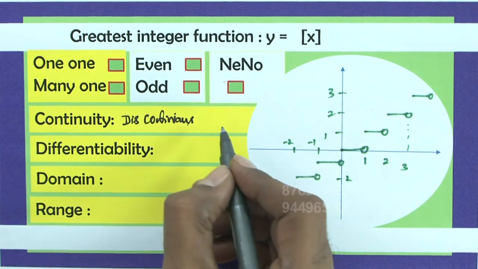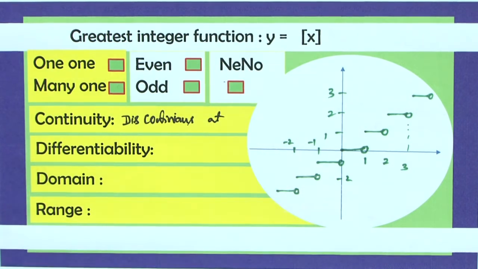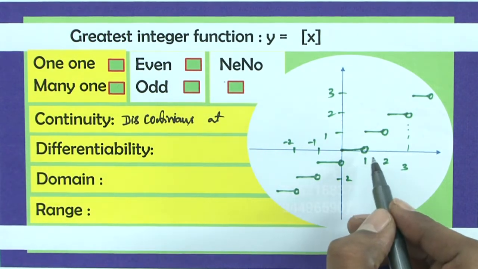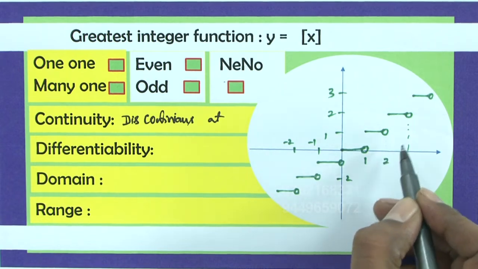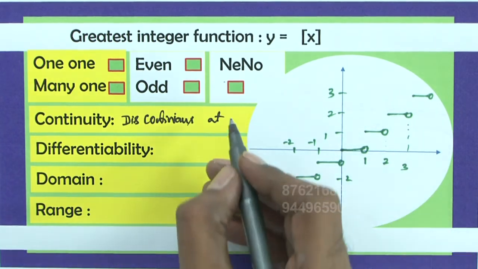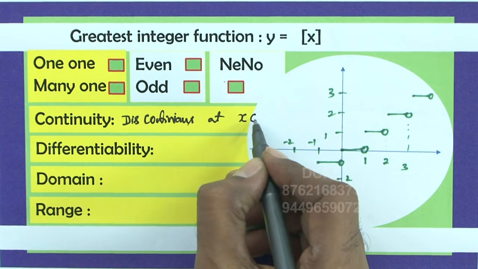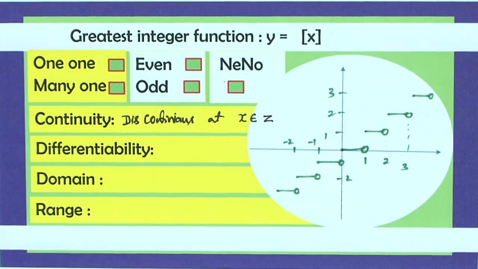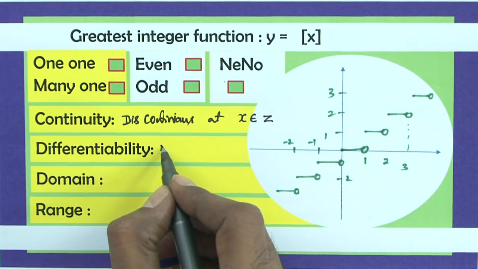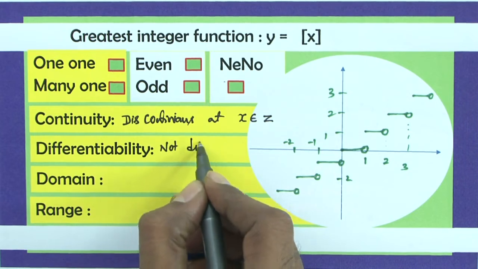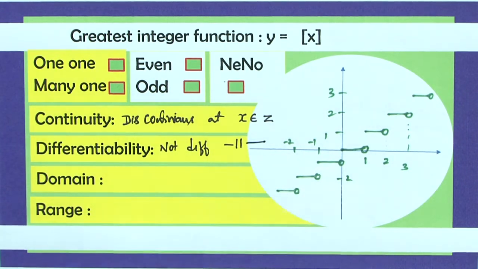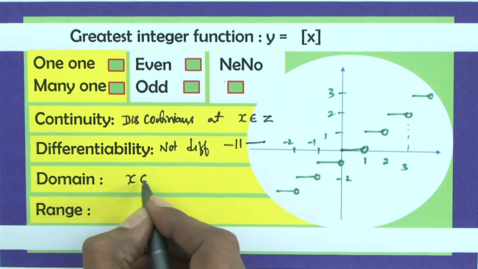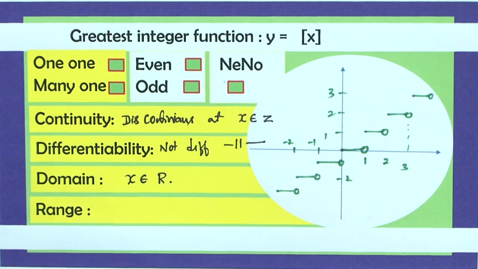Continuous, discontinuous. Where exactly is the function discontinuous? Wherever you are getting an integer, the function is discontinuous. Discontinuous at x belongs to set Z. Is it correct? Definitely it is not differentiable at x belongs to set Z. What about the domain of this, dear students? You can give any value for x. Integral part of x exists. Therefore, x belongs to set of real numbers.